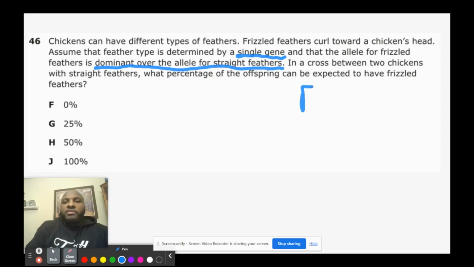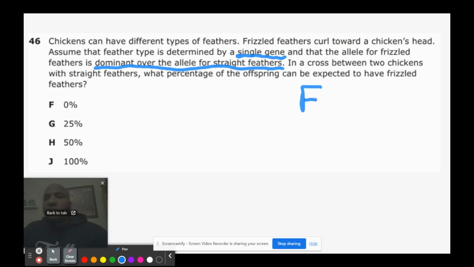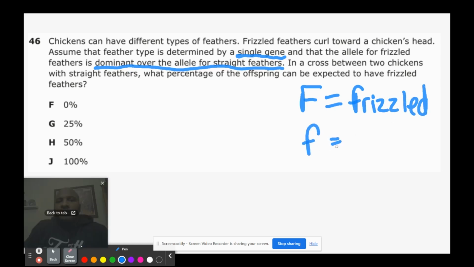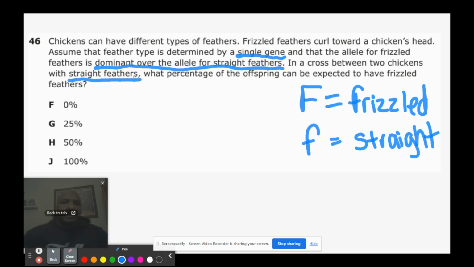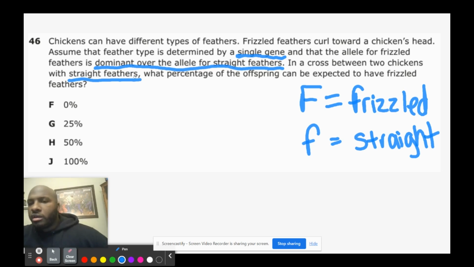So I'm going to pick my alleles. My letter is going to be big F for frizzled, and little f for straight. So we got that figured out, right? So now I've got big F for frizzled, little f for straight. Those are the alleles. Now, in a cross between two chickens with straight feathers, what percentage of their offspring can be expected to have frizzled feathers?